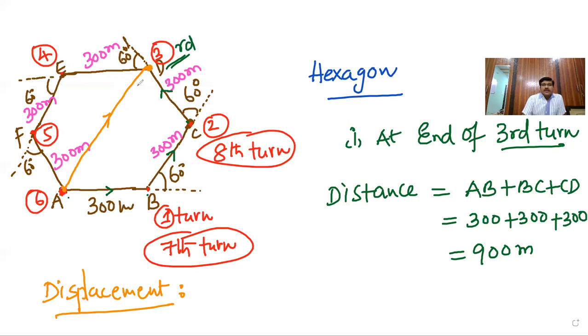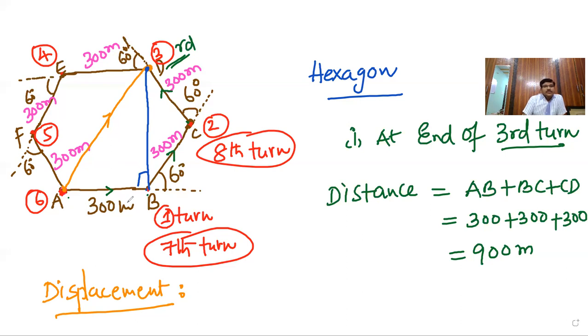To find AD, I am dropping a perpendicular from D to the ground, the base AB. So this is the perpendicular. Once I drop the perpendicular from D to AB, ABD is a right angle triangle.